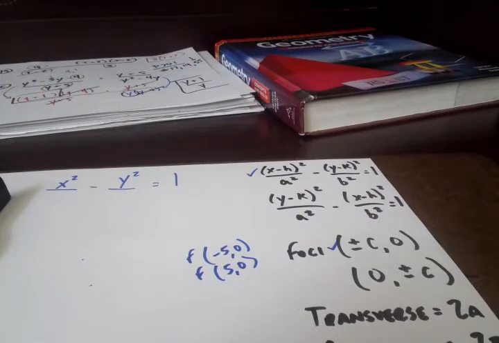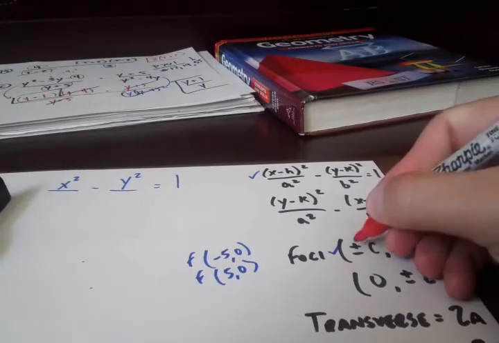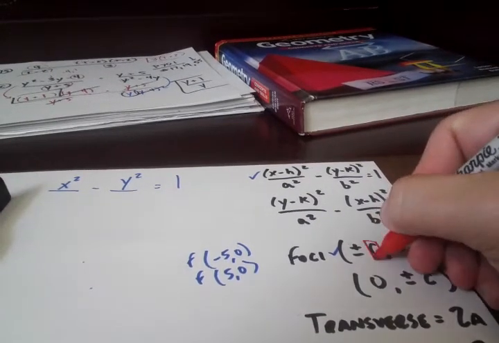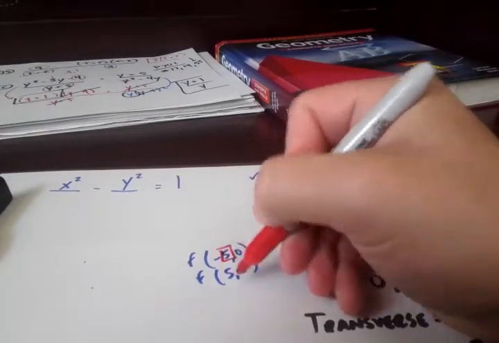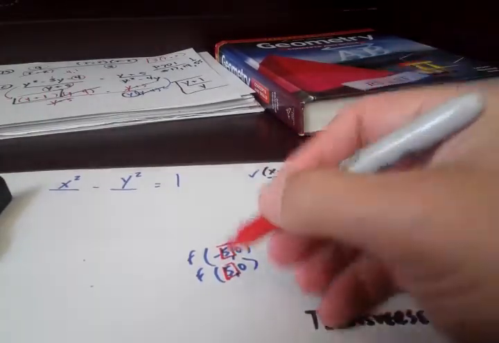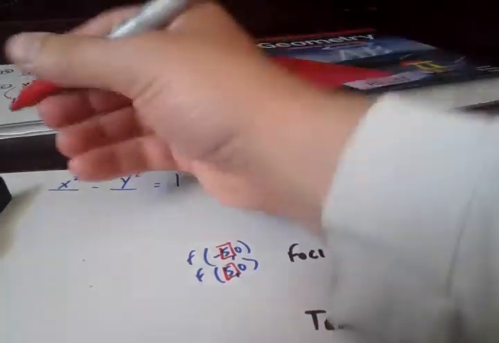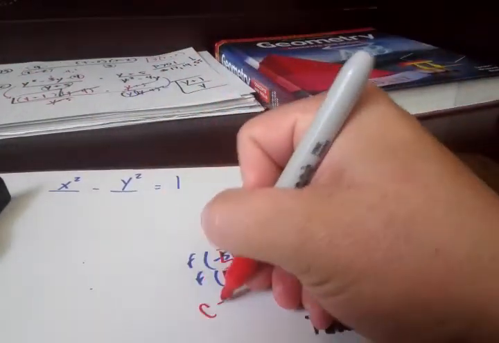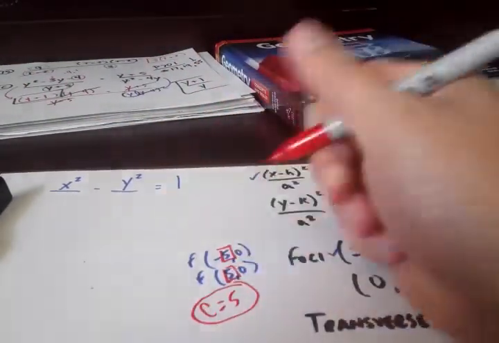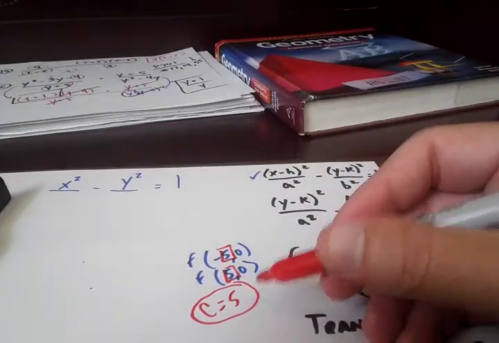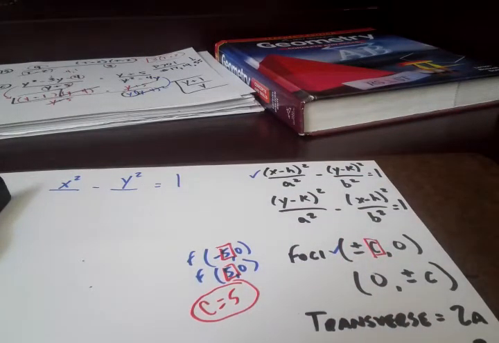If you remember, do you see how it's plus or minus c? So the c value is 5, right? Plus 5 or minus 5. So c is equal to 5.